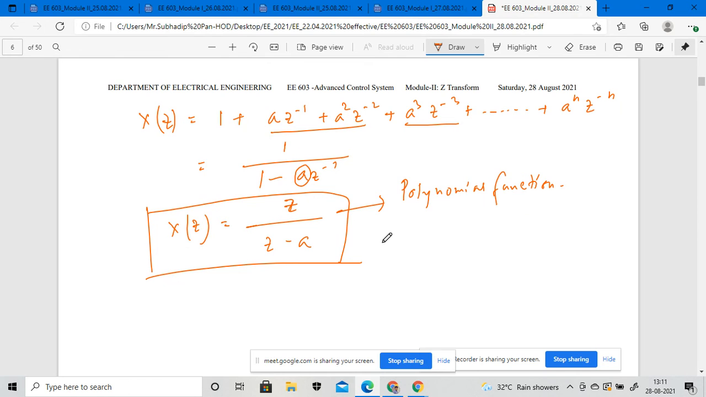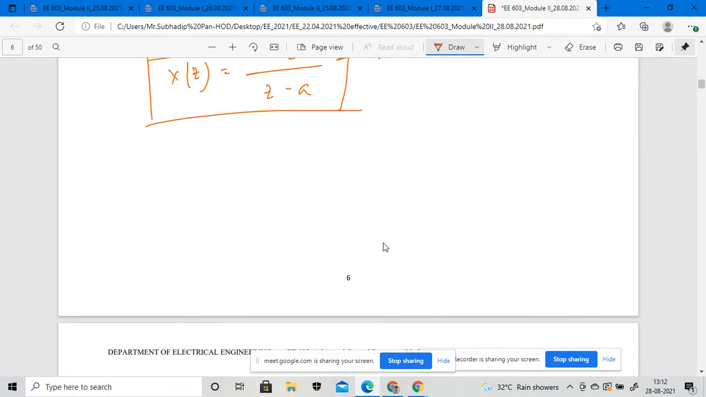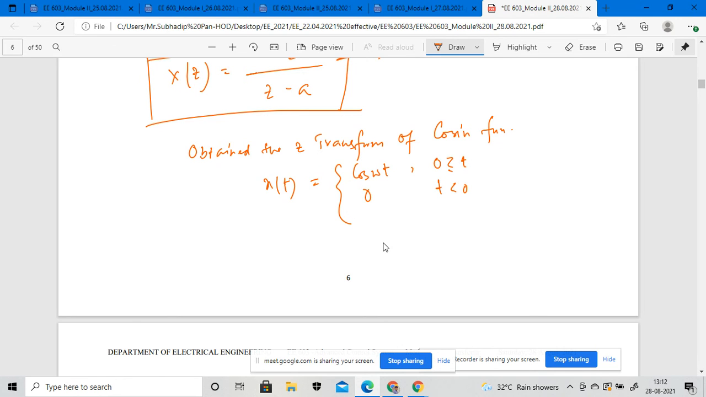We will discuss the exponential functions and some more application part of the z transformation and some equations. Suppose I tell you to obtain the z transform of x of t, a cosine function. We are considering the cosine function, so suppose x of t equals cos of omega t for t greater than 0, and 0 for t less than 0.